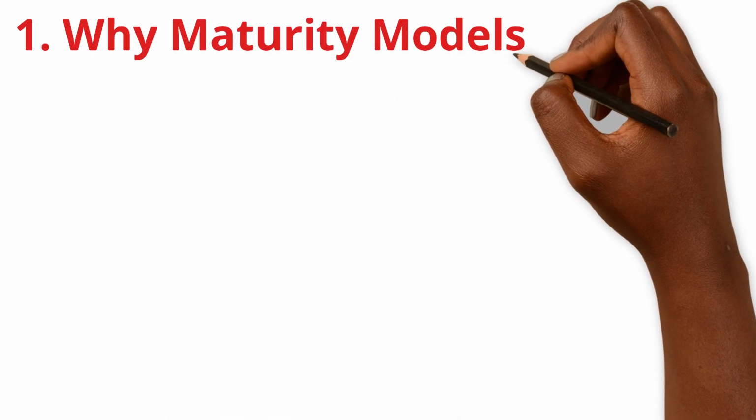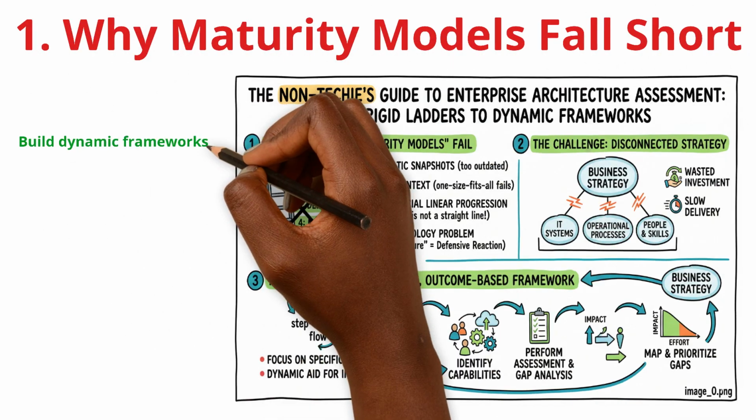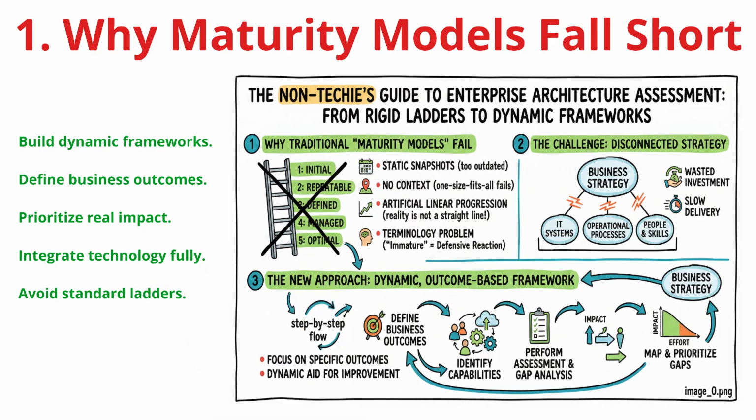Ever feel like your company is trying to climb a broken ladder when it comes to technology? That's the trap of traditional maturity models. They're like faded static snapshots, 5 rigid steps designed decades ago, and they just don't fit our fast-moving, unique business world. This one-size-fits-all approach forces a robotic straight-line growth that ignores real-world complexity and wastes valuable time.